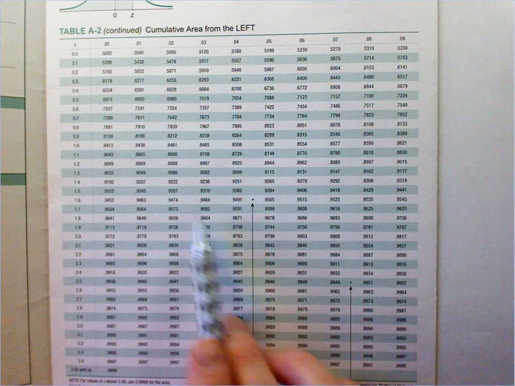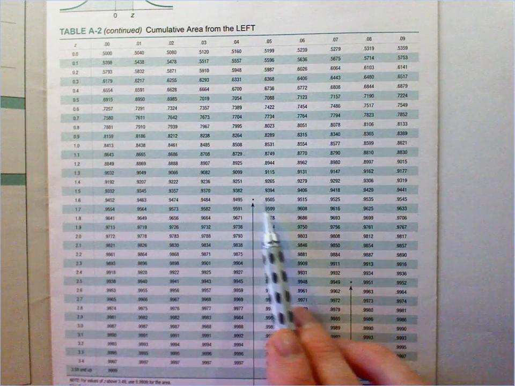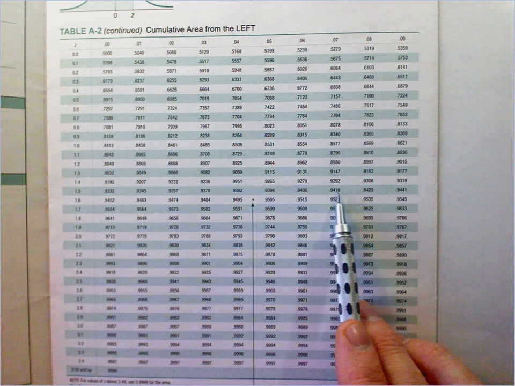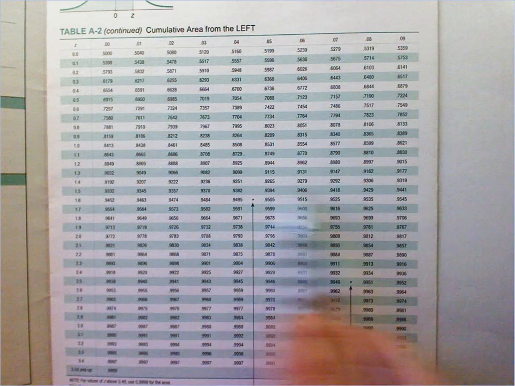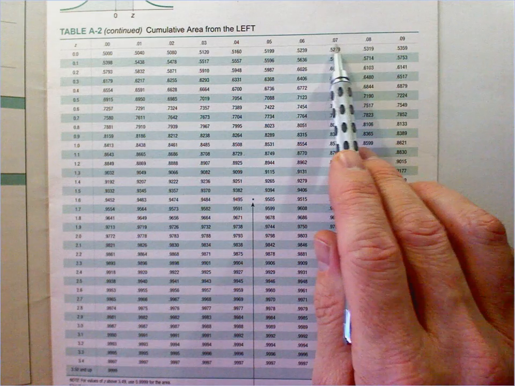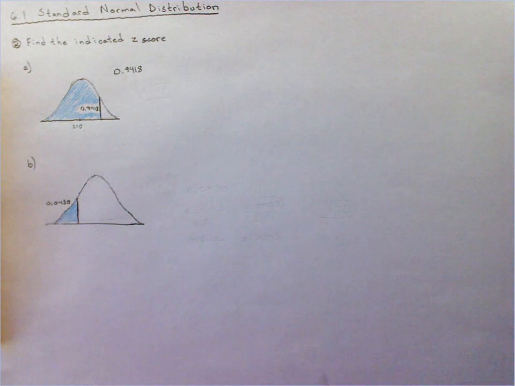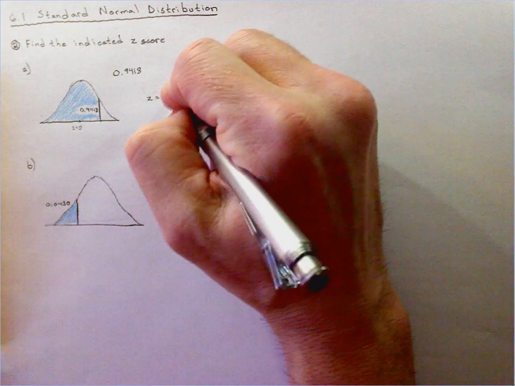So I will look through here and let's see. Here are our 94s. They were increasing, so up here, there we go, 0.9418. So I'll go over, I say 1.5, 1.57. 1.57 is my corresponding z-score for this one. Z equals 1.57.